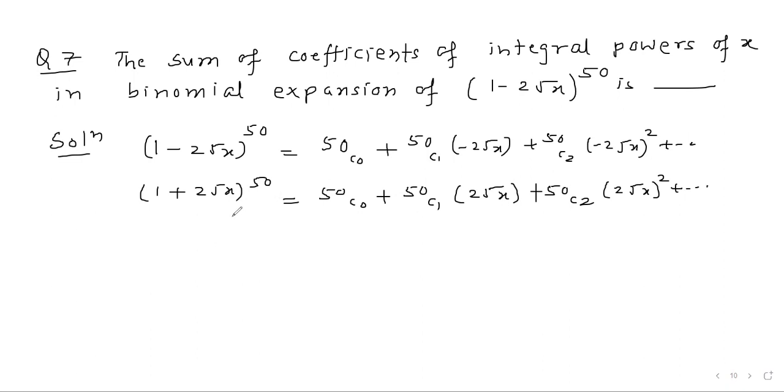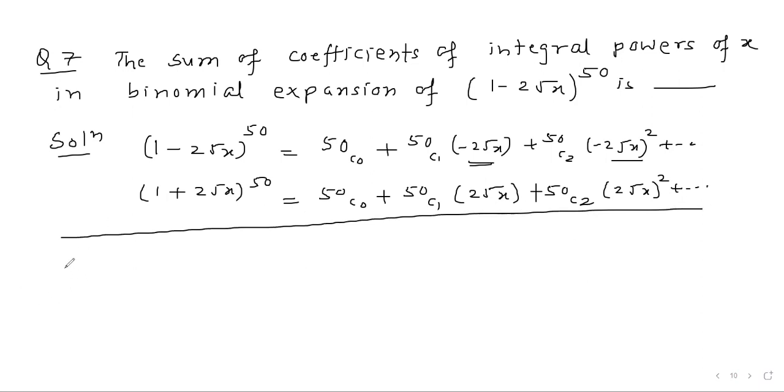Now we can put x equal to 1 and we take integral powers. So for integral powers, from here this will be an integral power, this will not be an integral power. And if we add these two, so on adding, what do we get? (1 minus 2 root x) whole power 50 plus (1 plus 2 root x) whole power 50 equals, these terms will cancel out.